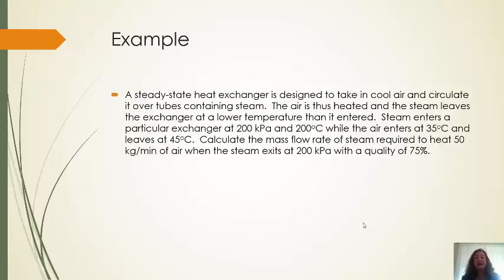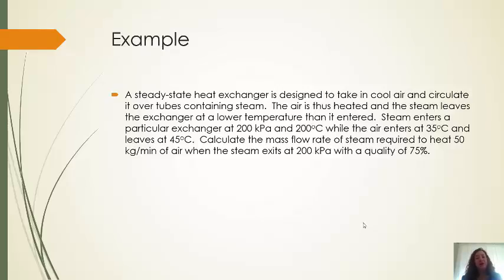It's designed to take in cool air and circulate it over tubes that contain steam. The air will then be heated and the steam will leave the exchanger at a lower temperature than it entered. So steam is going to enter this exchanger at 200 kilopascals, 200 degrees C. Air is going to enter at 35 degrees C. I want the air to leave at 45 degrees C.